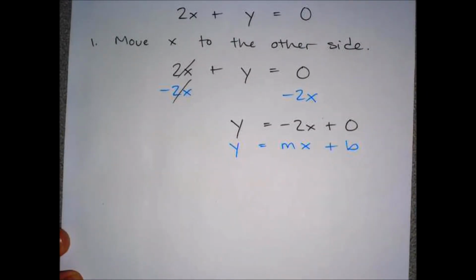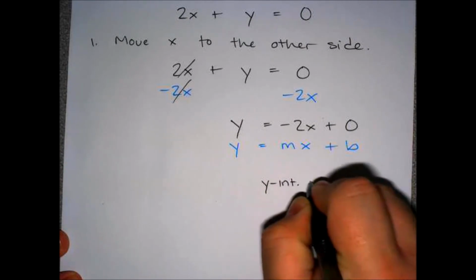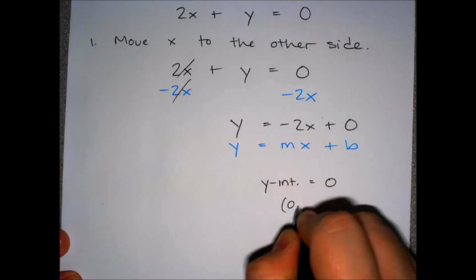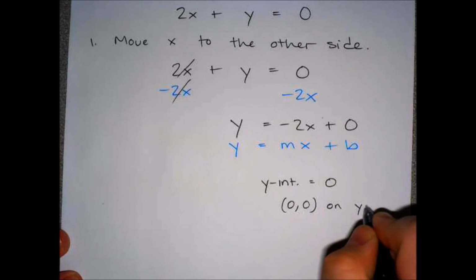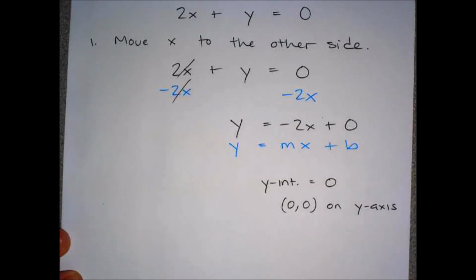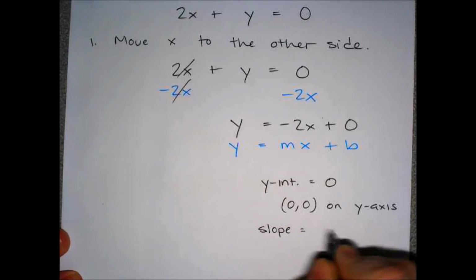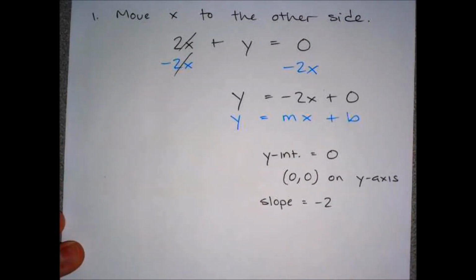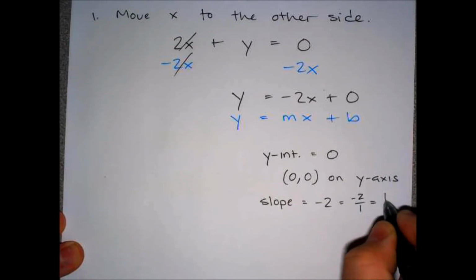Let me actually just write that down. So we know our y-intercept is 0, or the point 0, 0 on the y-axis. We also know that the slope is negative 2, which if we write that as a fraction, negative 2 over 1, or down 2, to the right 1.